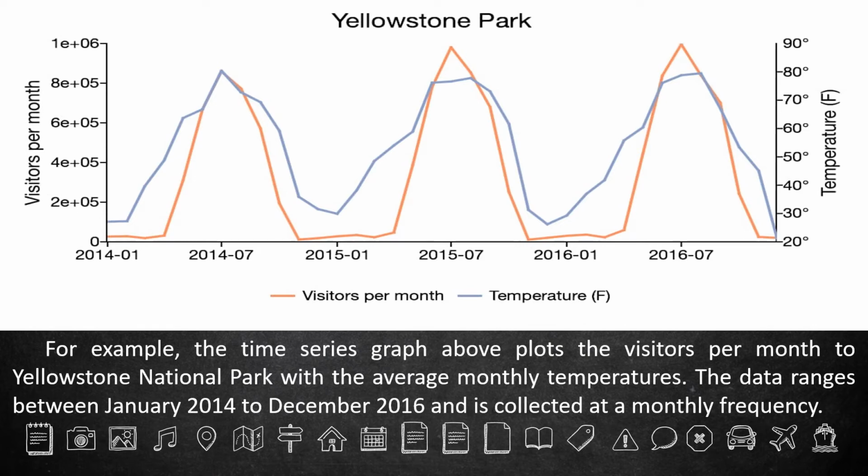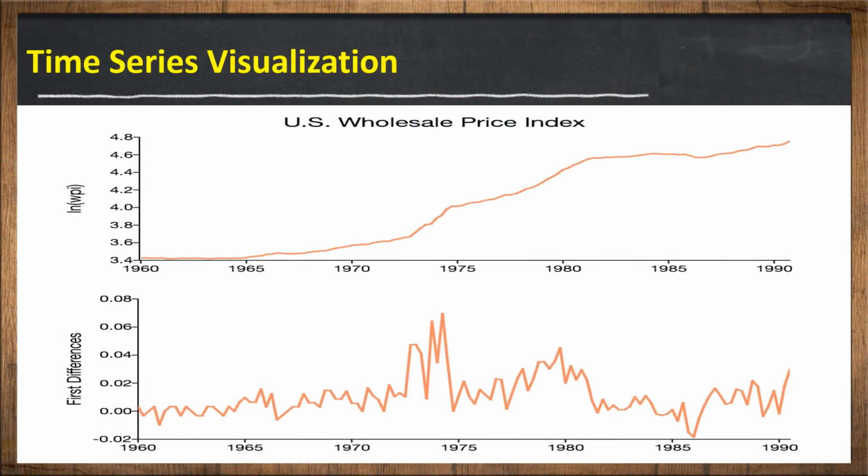So, the time series graph above plots the visitors per month to Yellowstone National Park with average monthly temperature. So, the data ranges between January 2014 to December 2016 and is collected at a monthly frequency. So, this will be the time series visualizations. So, as you can see here, that is by year, no?